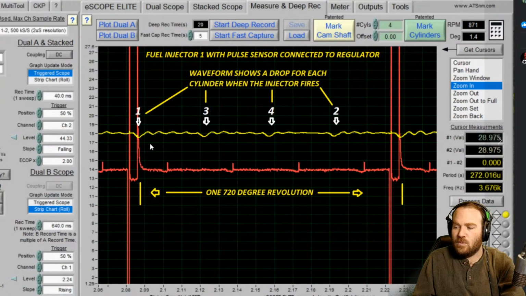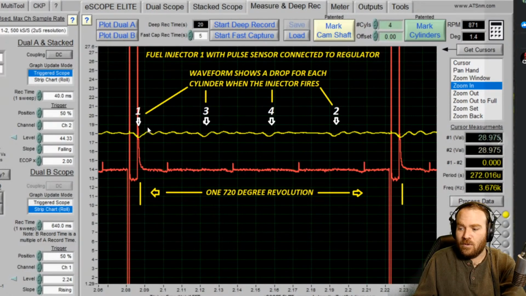So, fuel injector number 1 with pulse sensor connected to the regulator. We can see a slight drop. Bob, I think I saw you in the chat already. Are you using the ATS pulse sensor, or is this like the vacuum transducer that they have? I know they have one that's a little more sensitive than others, but we can see some slight oscillations here, and we see a dip every time one of the fuel injectors fires. Now we see the double pulse here because it's a peak and hold injector. But we can at least see a little bit of information. We can see that slight dip every time one of the injectors was firing.